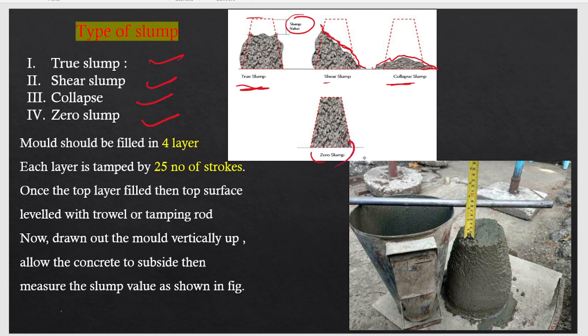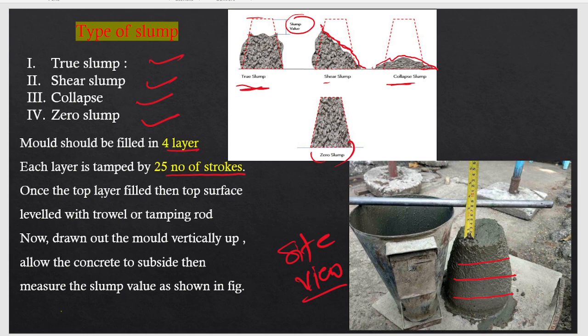Okay, so now how do we measure it? This is the site view. First of all, we pour the concrete into the mold in four layers. Suppose this is the first layer, second layer, third, and this one the fourth. 25 strokes are given to each layer.